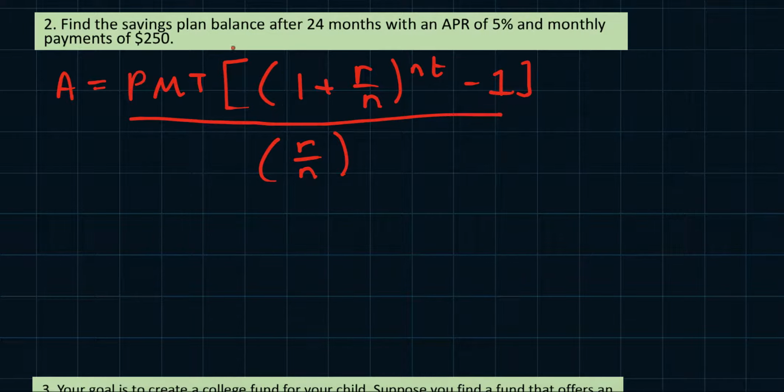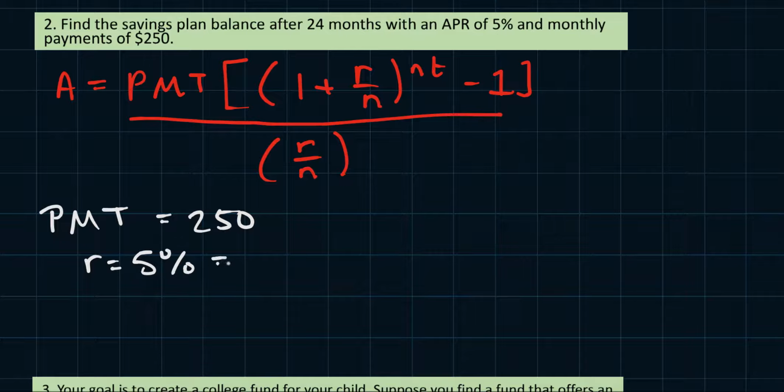So let's figure out what the pieces are that we need. First off, we're told that we have a monthly payment of $250. We have an APR of 5%, which is 0.05. We know that N is fixed. It's always going to be 12 for these problems. So we've got the R, we've got the N, we need the T.